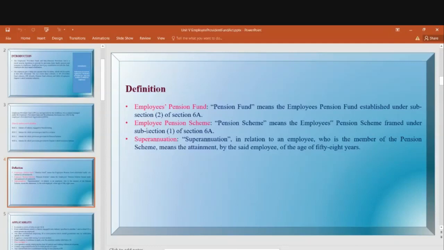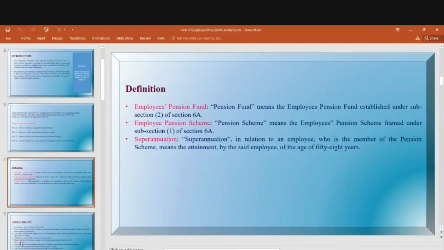Superannuation, in relation to an employee who is a member of the pension scheme, means the attainment by the said employee of the age of 58 years. If the employee attains the age of 58 years, he is eligible to receive superannuation, if he is a member of the pension scheme. These are the three important terms that we should be clear about with regard to the employees pension fund.